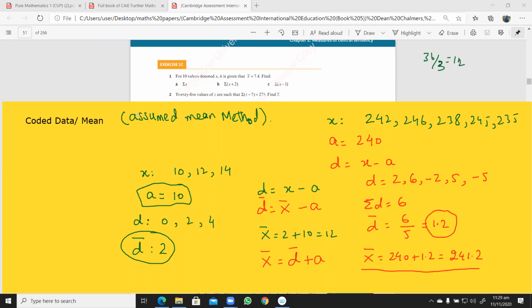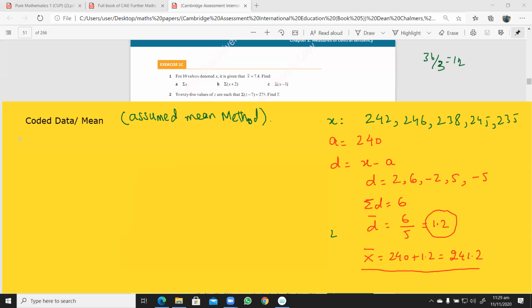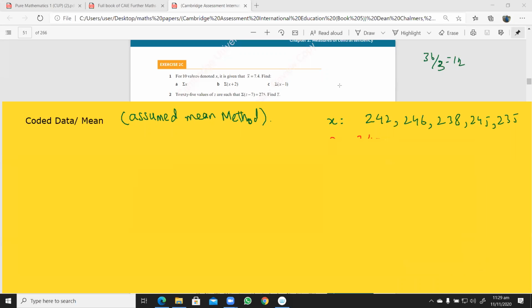Now let me take an example of a frequency distribution over here. Suppose we have data. Let's take the example of my hens again. Now we have x, and we have this f.